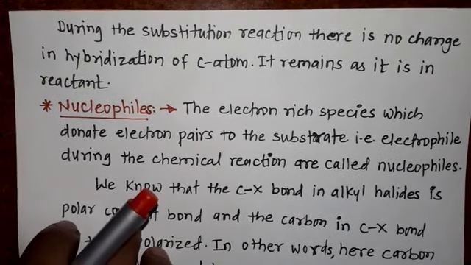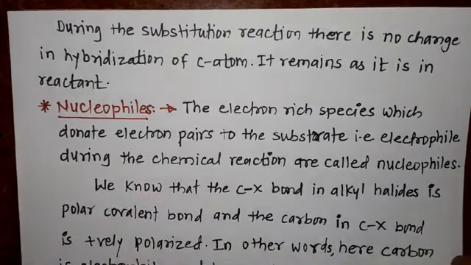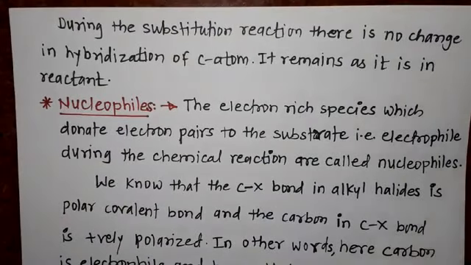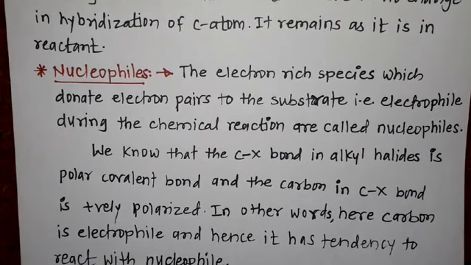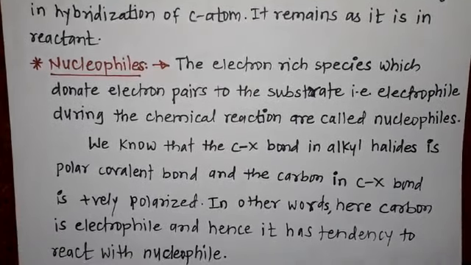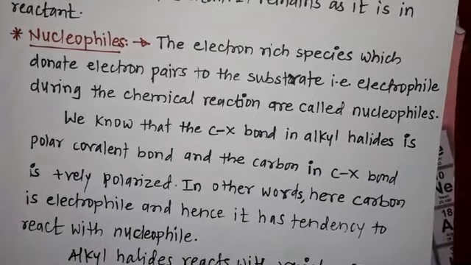So we must know what nucleophiles are. The nucleophiles are the electron rich species which donate electron pair to the substrate, that is electrophile. It may be electrophile because electrophile is electron deficient and it can easily accept the electron pairs from other species, and the species which are electron rich and donate electron pairs are called nucleophiles.